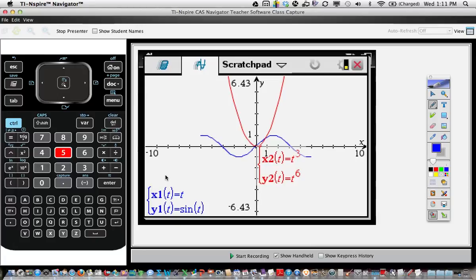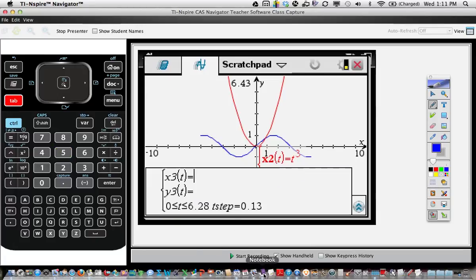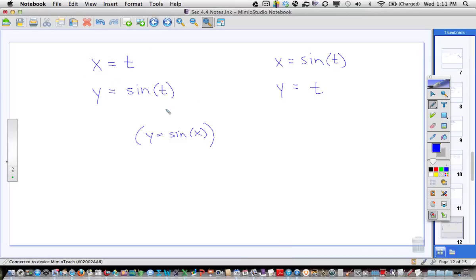All right, now, okay, so no big deal. So hopefully what that tells you is you could use parametric equations to graph any simple equation you wanted, right? If you wanted to graph e to the x, what would you do in parametric to graph e to the x? X equals t, y equals e to the t, right? That would give you the graph of y equals e to the x.